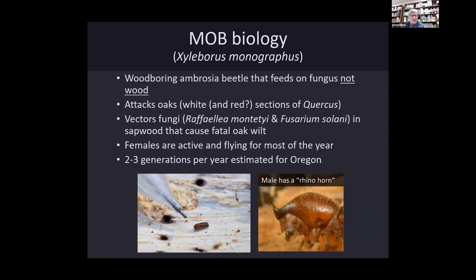The females are active and can fly most of the year. We had some detection traps out in Wilsonville in January. We just got a few days of warm weather above 60 degrees, and there were beetles flying at that time and were caught in the traps. Oregon can probably sustain 2 or 3 generations of these beetles a year. So there's the potential for them to be quite abundant and prolific, and the trees to be exposed to infestation throughout the year. They're really tiny.